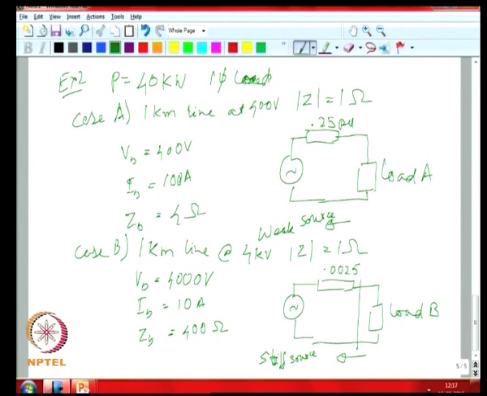And this is essentially when we look at it on a per unitized basis, you see that it goes as the square of the voltage. So, you can see that if you just take the same 1 kilometer line, it becomes important to look at it on a normalized basis to figure out whether you are actually encountering a situation where you have a weak grid or a stiff system. Okay.